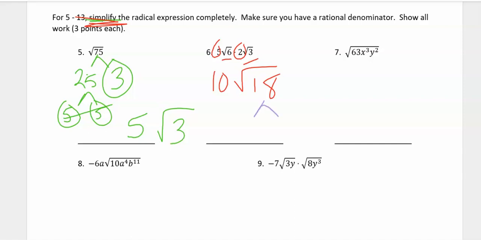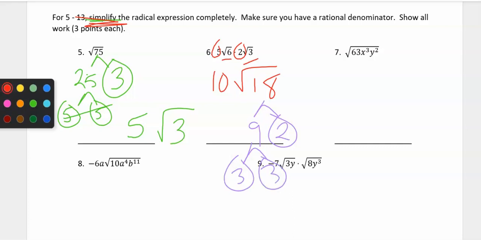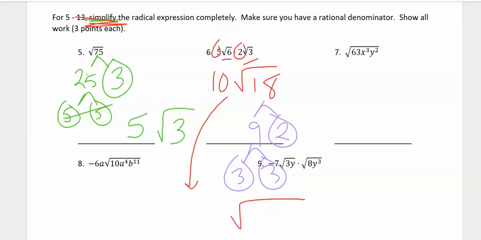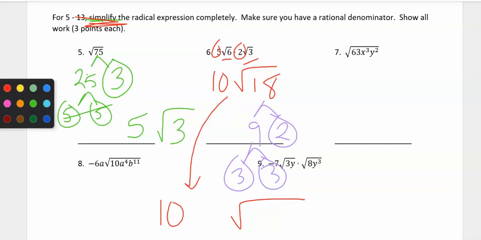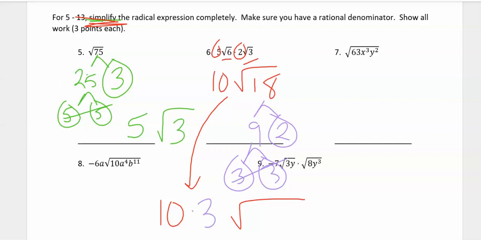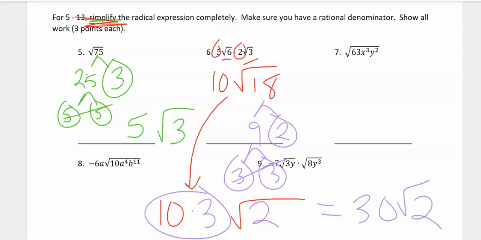I can break down the 18. You should always check to see if radicals can be broken down. If there's any pairs that can come out, it's not completely simplified. Okay, and I see a pair of 3s there, so let's get my answer going. Do not forget that this 10 was already out there. Bring it down and then say, oh, there's a pair of 3s. 3 comes out, 2 stays under. I'm going to clean this up. 10 times 3 is 30, radical 2. That's your answer to number 6.